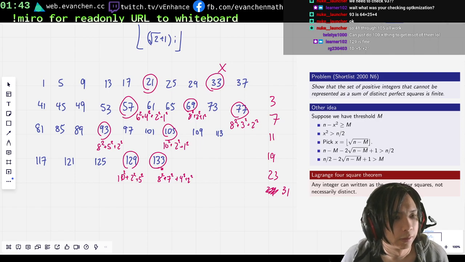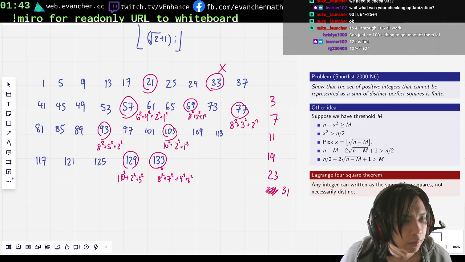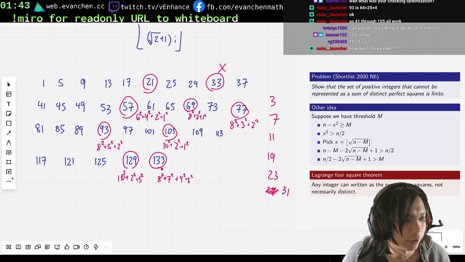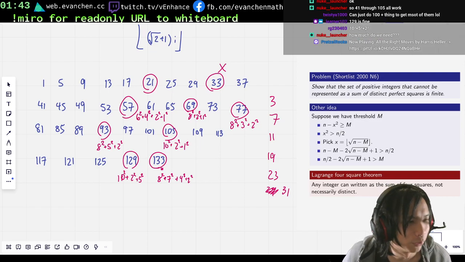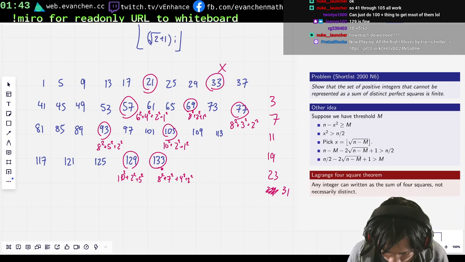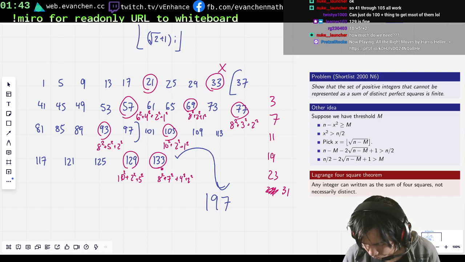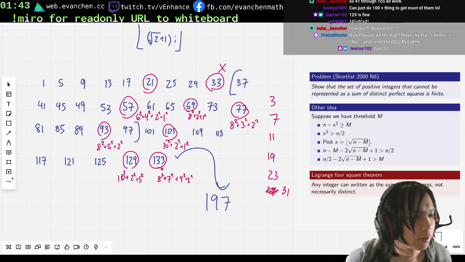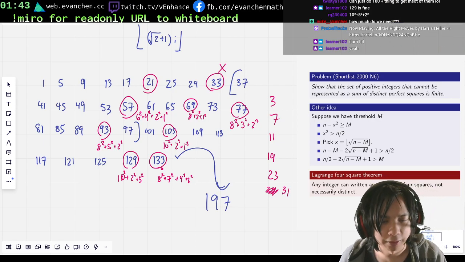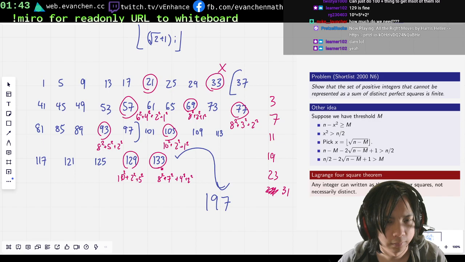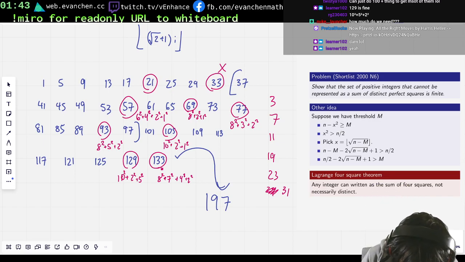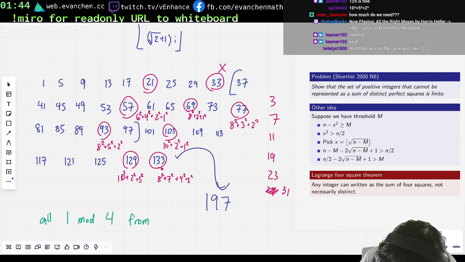Yeah, these are all pretty big numbers. You can just do 100. Oh, you can add 100. That's a really good point. Because I didn't use 100 for anything up to... Okay, so we get everything up to 197. So everything from 37 to 197 is good. So all 1 mod 4 numbers from 37 to 197 are okay.